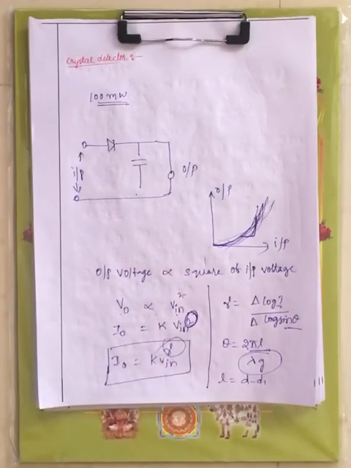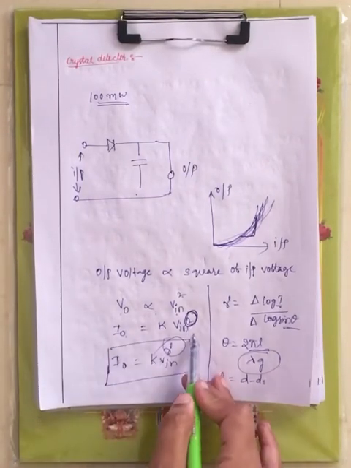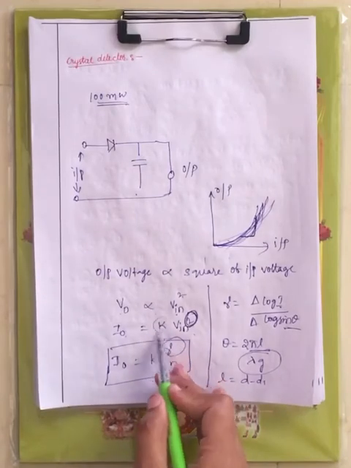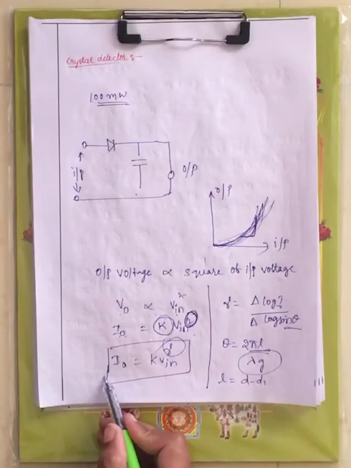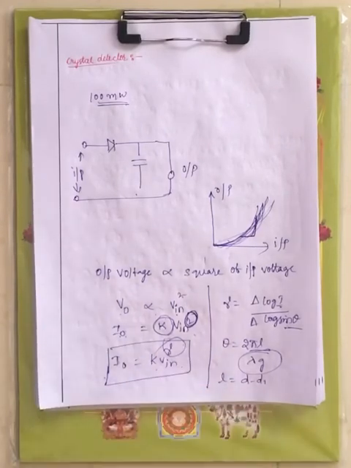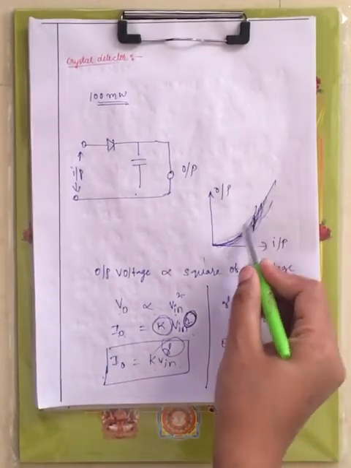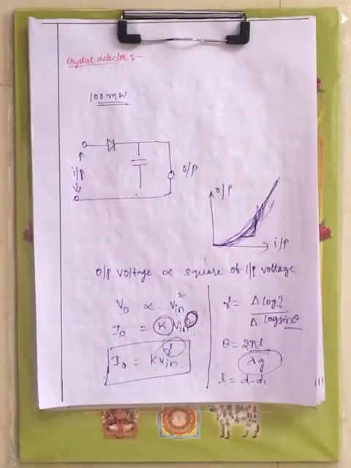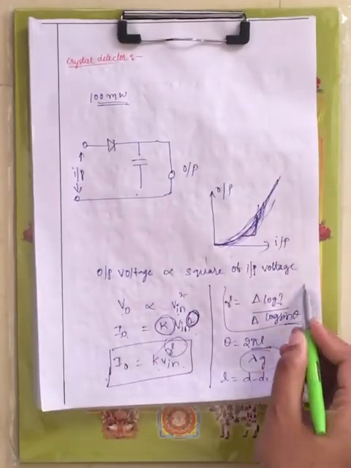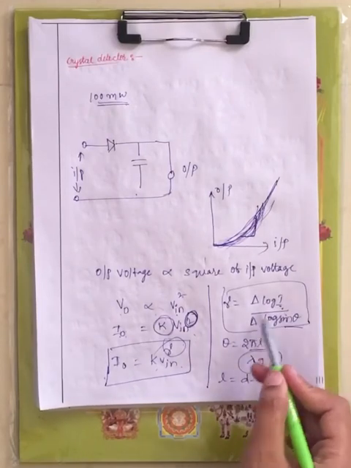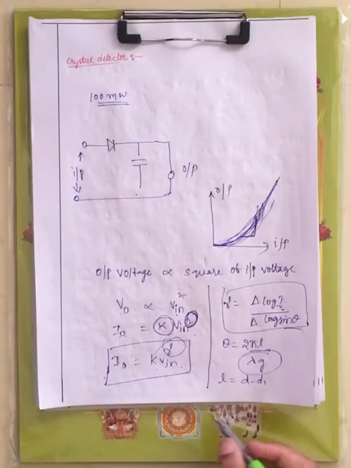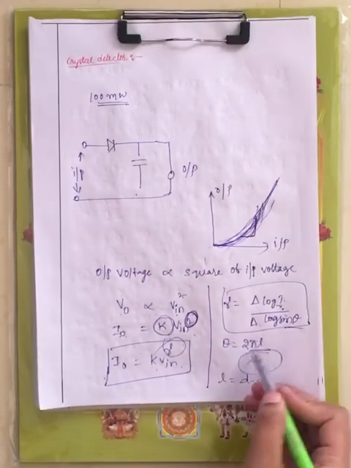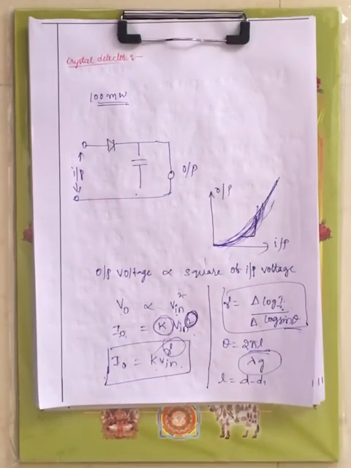Now V is nothing but IR. I naught equals K into V in square, directly proportional, where K is the constant. This equation I can represent as I naught equals K into V in power gamma. From these characteristics you have to find out the value of gamma. That is given by del of log I, the difference of two currents, divided by del of log sine theta, where I is the current and theta is 2 pi L by lambda g. From those characteristics you have to find out gamma.